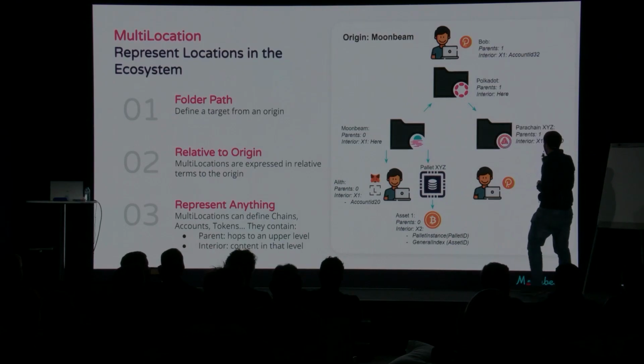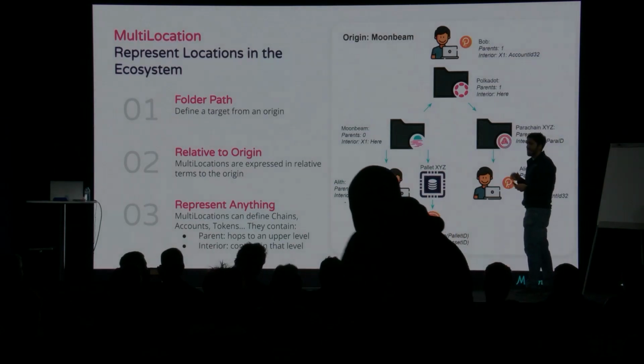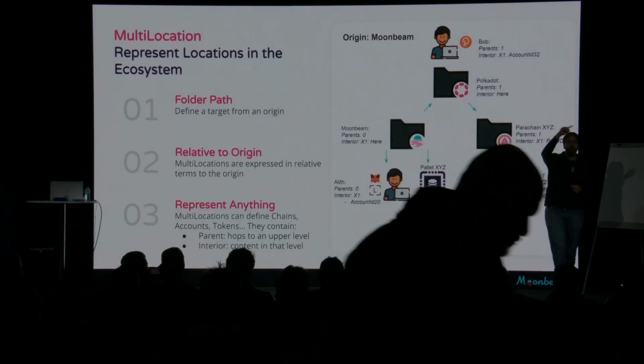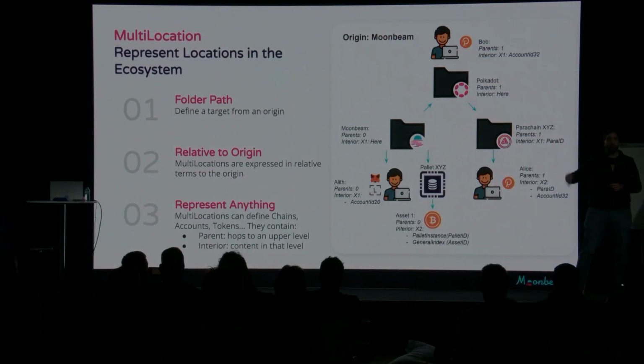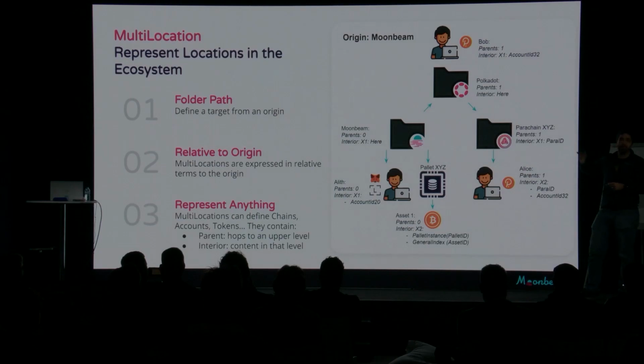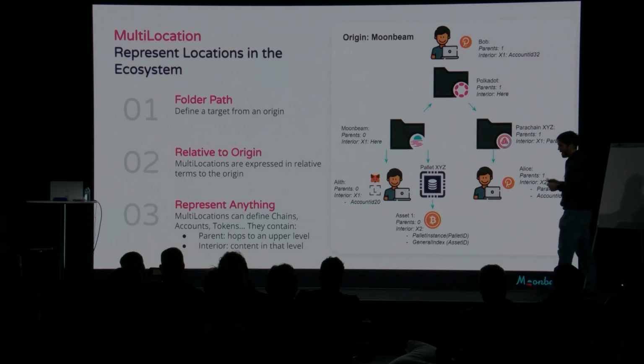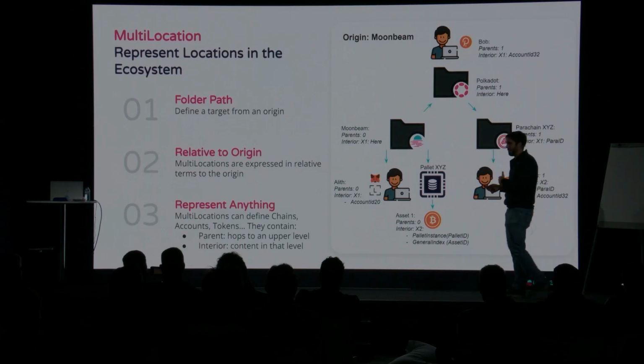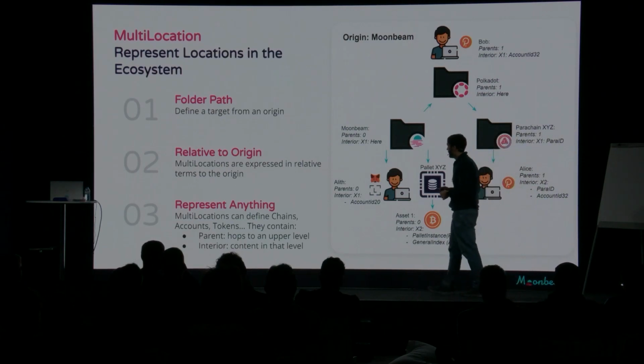If we want to target Acala or Alice, it's the same as before, but because we're going through the relay chain, we have to go 1 folder up to go 1 folder down. We need to make sure that we put parents 1, and that's the main difference between this example and the example before. Keep this in mind because later on we're going to show some examples that use multi-locations.